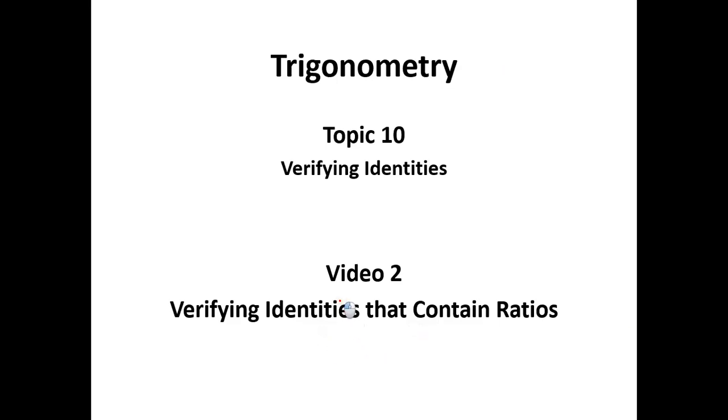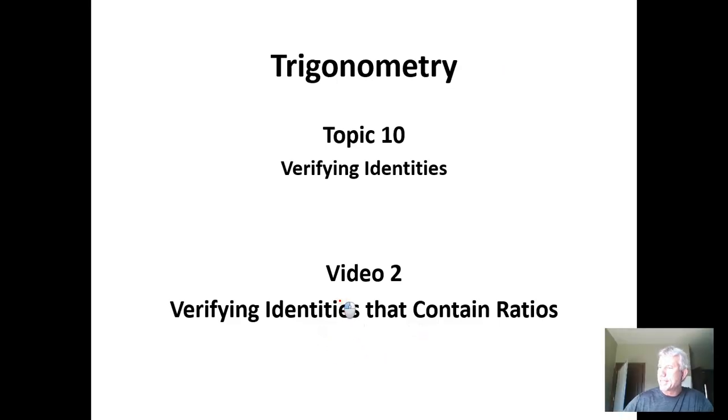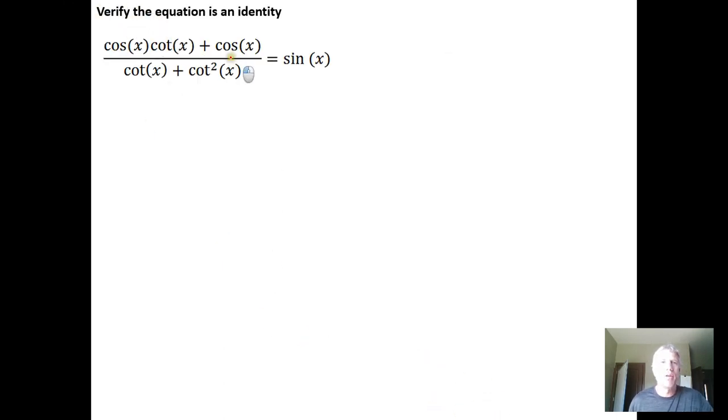So in this video we're going to go over verifying identities that have ratios of trigonometric functions. So we're going to have identities that have numerators and denominators to them. The game is going to be the same as it was in the previous video. You're going to look at the two sides of the identity and select the side that looks the nastiest, transcribe that, and then manipulate that side using the fundamental identities until you get it to match the other side of the equation, or identity actually.